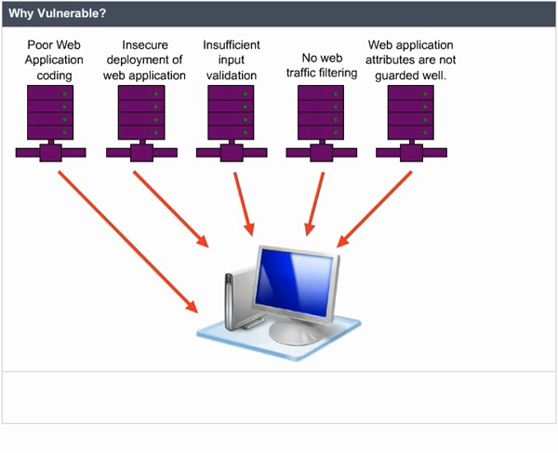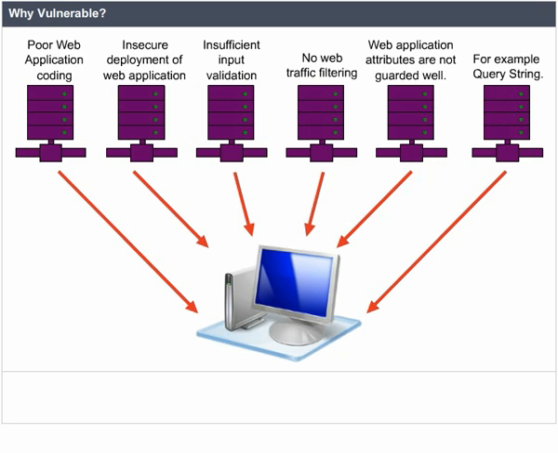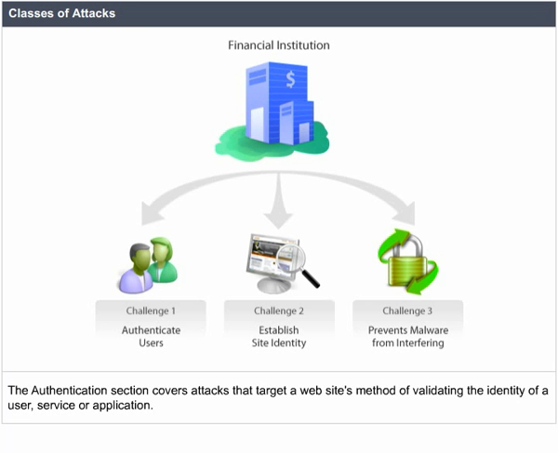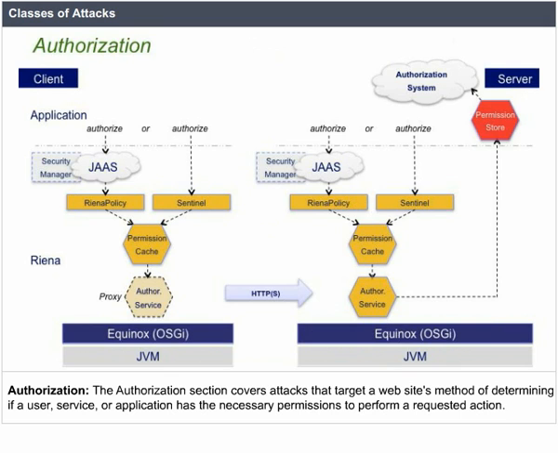For example, query string. Classes of attacks. Authentication. The authentication section covers attacks that target a website's method of validating the identity of a user, service, or application. Authorization. The authorization section covers attacks that target a website's method of determining if a user, service, or application has the necessary permissions to perform a requested action.